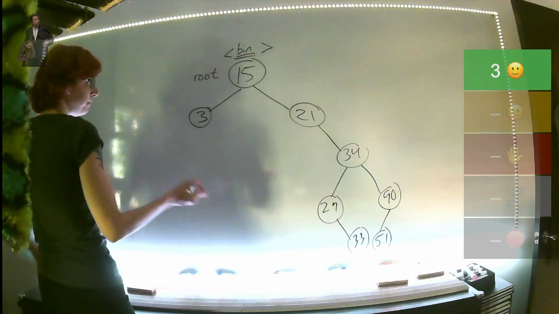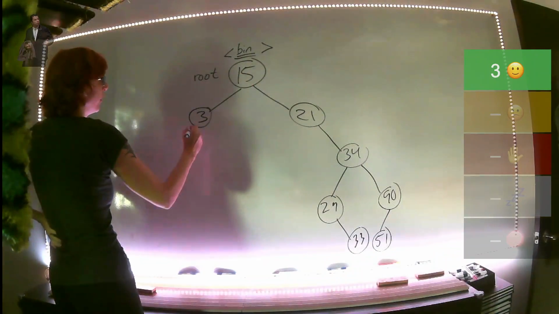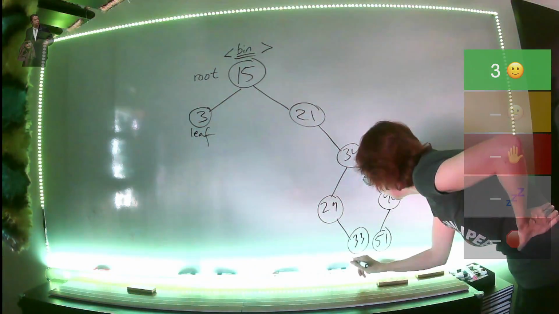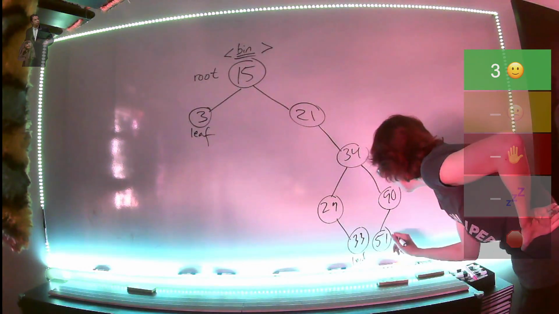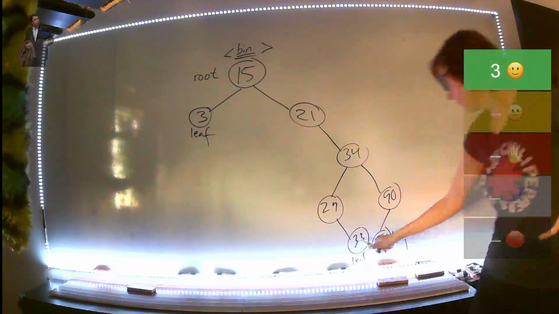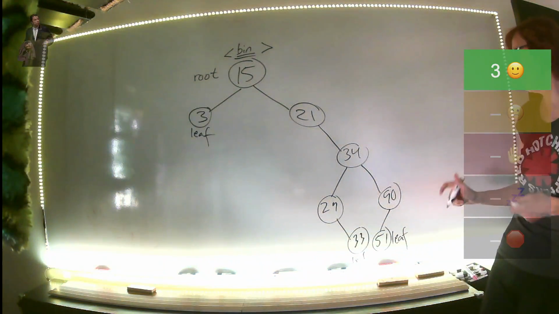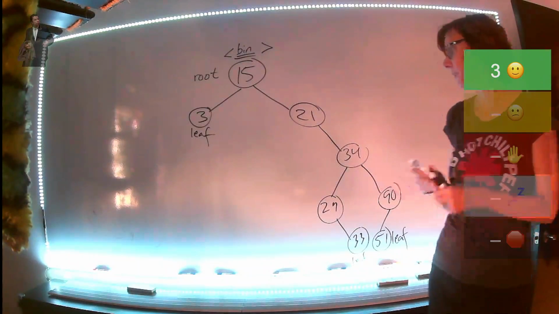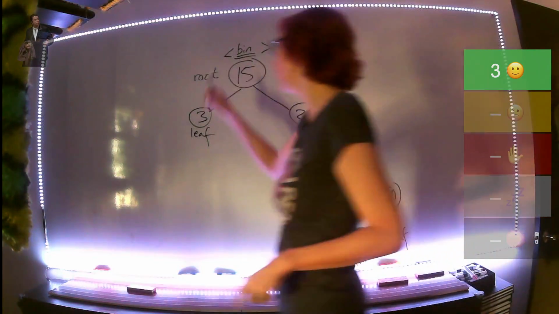The balls are the nodes, and whichever node does not have anyone hanging from it, those are leaves. So I have 3 leaves: 3, 33, and 51. I have internal nodes, this one, this one, this one, this one. They're sometimes called routers. And I have 1 root.